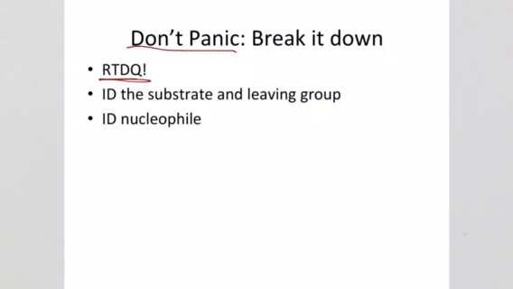Okay, once you've read the question, one of the things you want to do is identify what the substrate of the reaction is. And that, for the most part, has been some kind of alkyl halide, where X is bromine, chlorine, or iodine. But we've also seen water and alcohols act as leaving groups in these kinds of reactions.